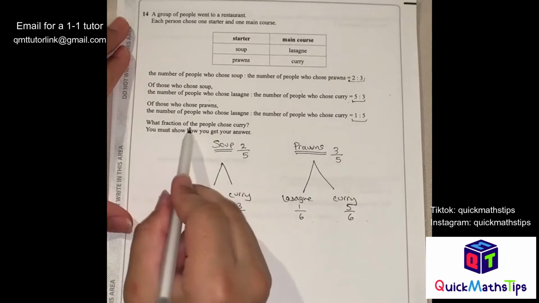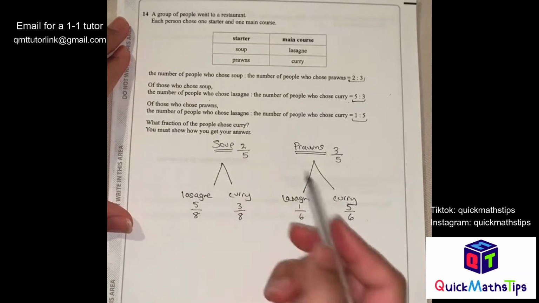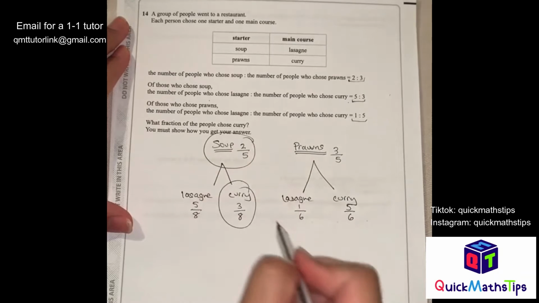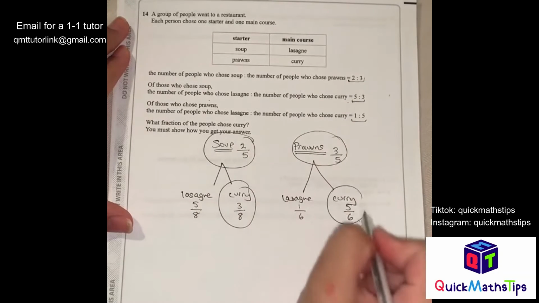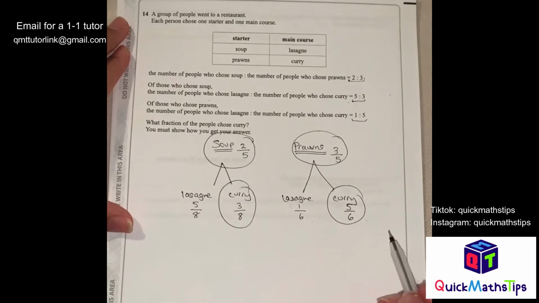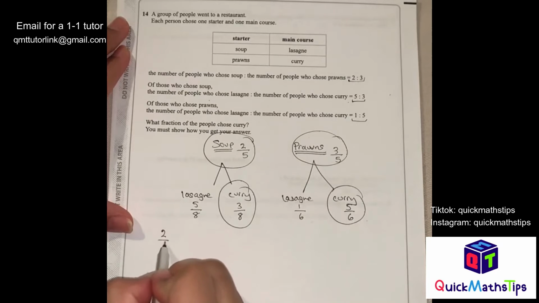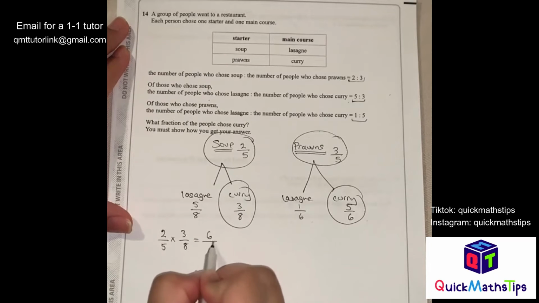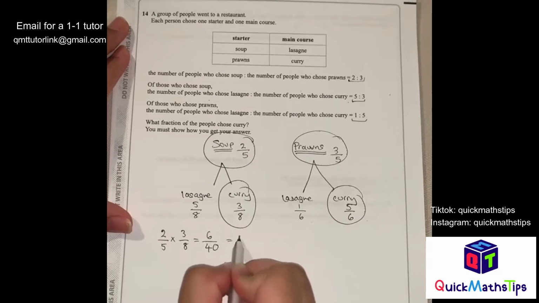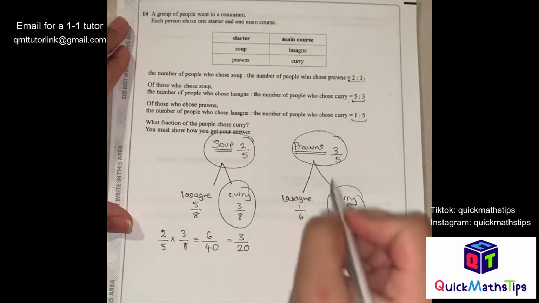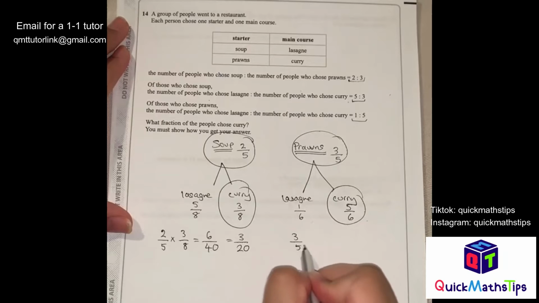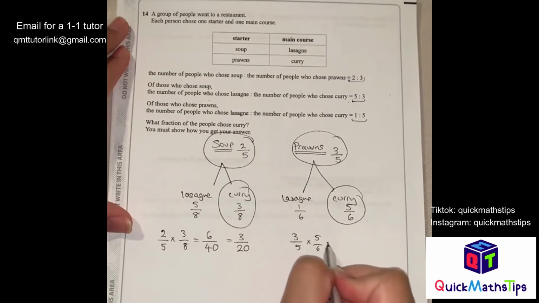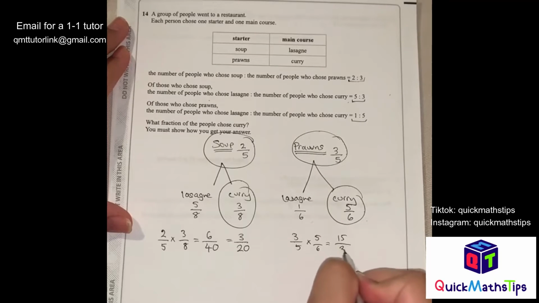Now the question says, what fraction of the people chose curry? So you're going to do soup multiplied by curry and prawn multiplied by curry, and then you're going to add them two together. So 2/5 multiplied by 3/8 is going to give you 6 over 40. You can simplify that to give you 3 over 20. Then you're going to do 3/5 multiplied by 5/6, which is going to be 15 over 30, which you can simplify to give you a half.